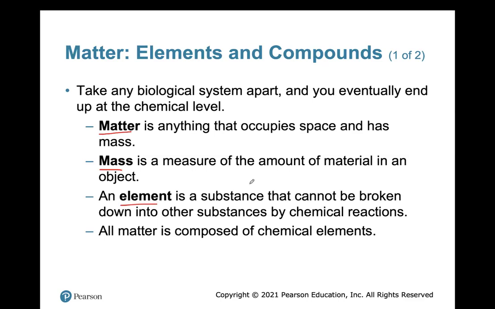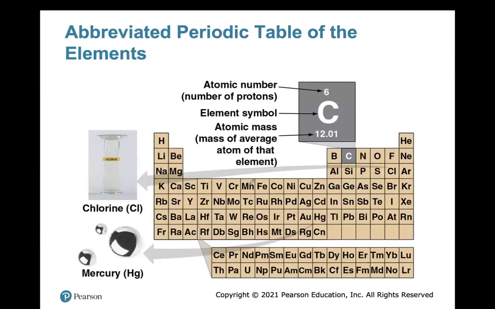An element is a substance that cannot be broken down into other substances by chemical reactions, and all matter is composed of chemical elements. We organize the elements in the periodic table, as shown here. The periodic table is organized into very specific rows and columns called groups and periods. And each element has the element symbol, which is the abbreviation of its name. This is carbon. The atomic number gives us the number of protons, and then the atomic mass gives us the mass average of that element.